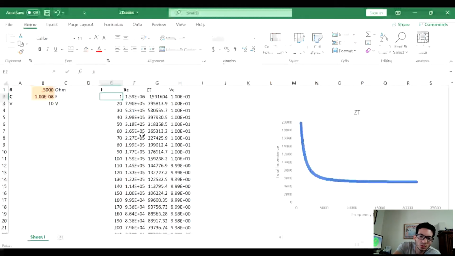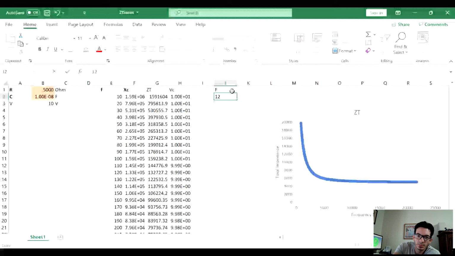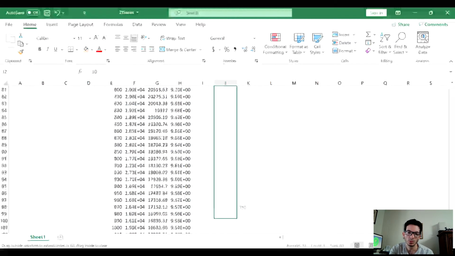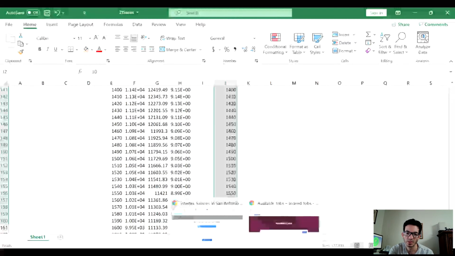If you know Excel, you can do just 10, 20, 30, and then you grab the box. For instance, let's do another one here. Suppose I want to do my frequency 10 with fixed steps of 10. Doing 3 steps is enough. Then you grab the bottom of the box, and it will tell you up until where.